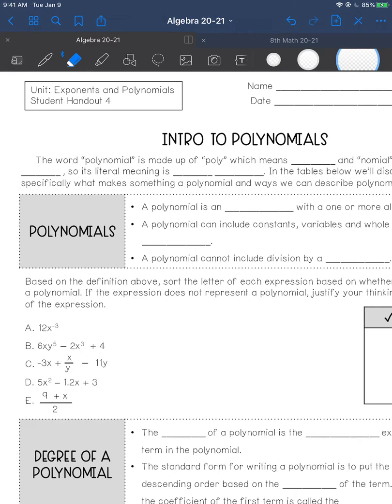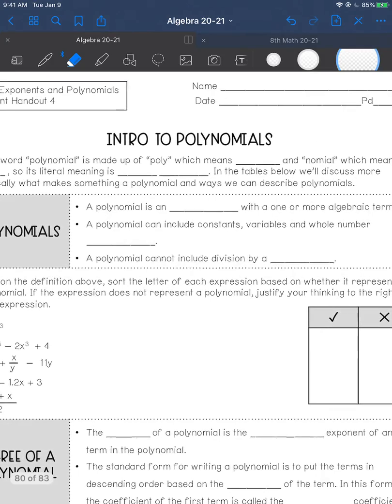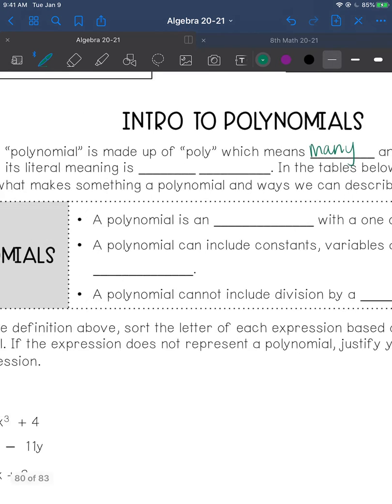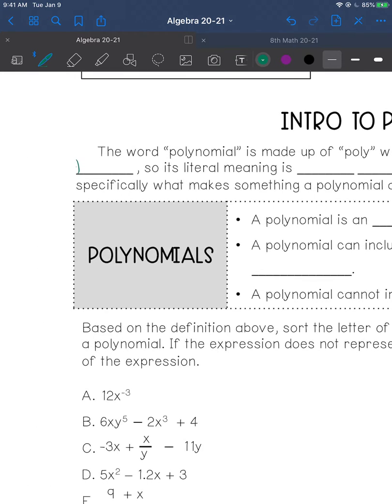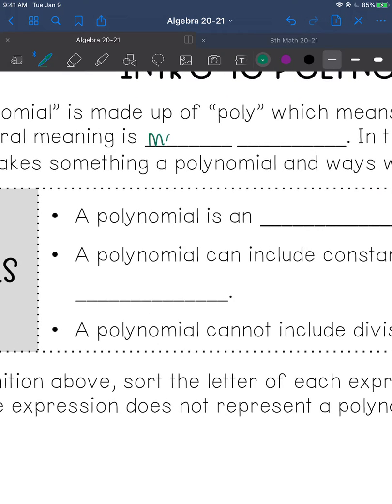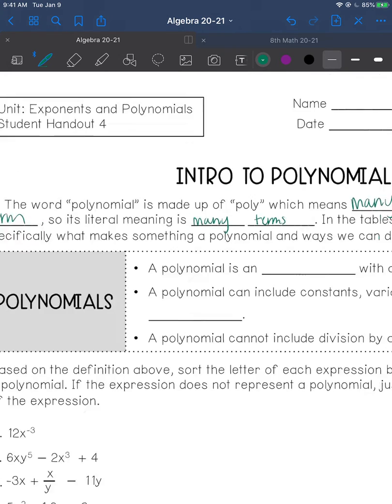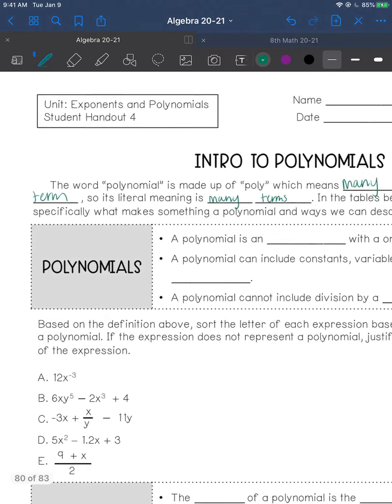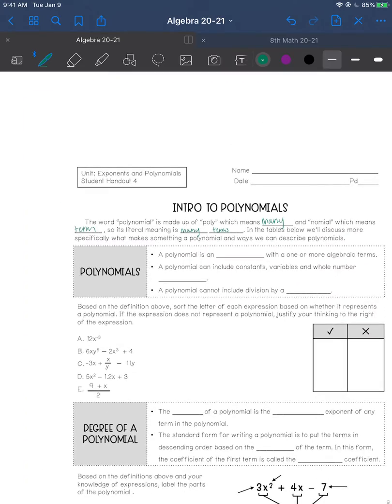So the word polynomial is made up of poly, which means many, and nomial, which means term. So when you put that together, polynomial means many terms. Polynomials just means many terms. So it says in the tables below, we're going to learn some more.